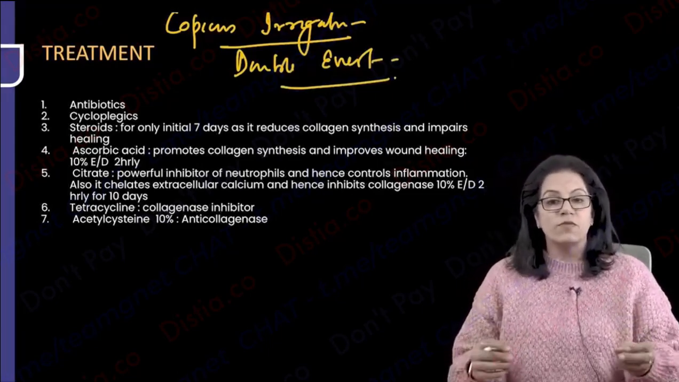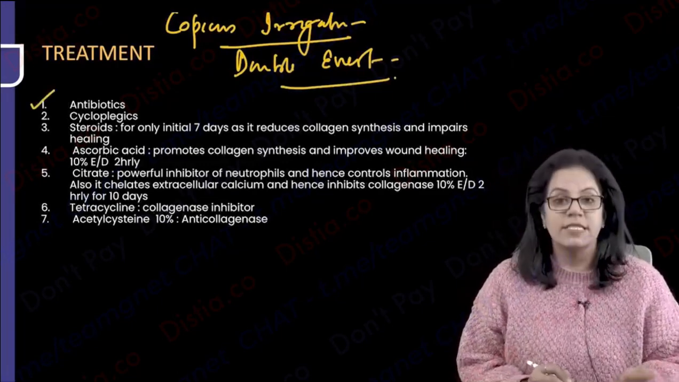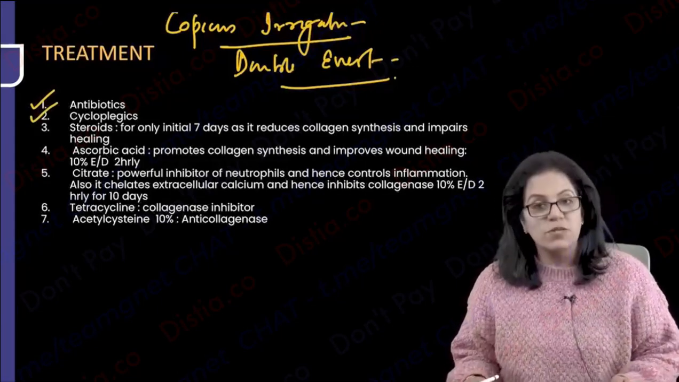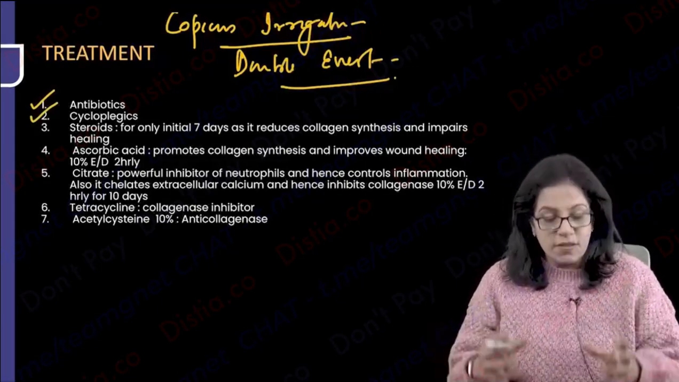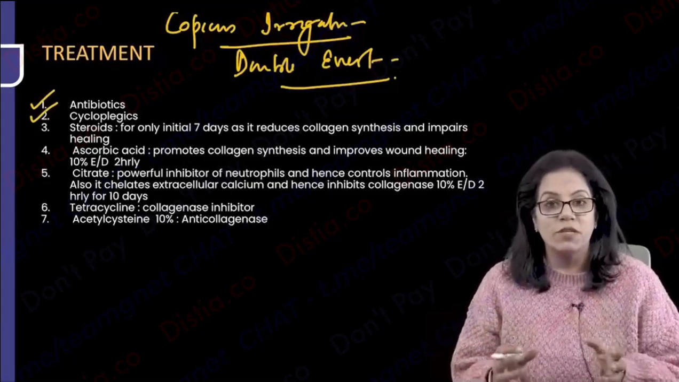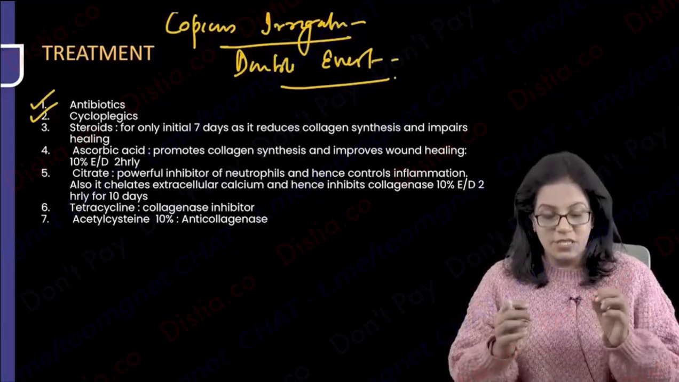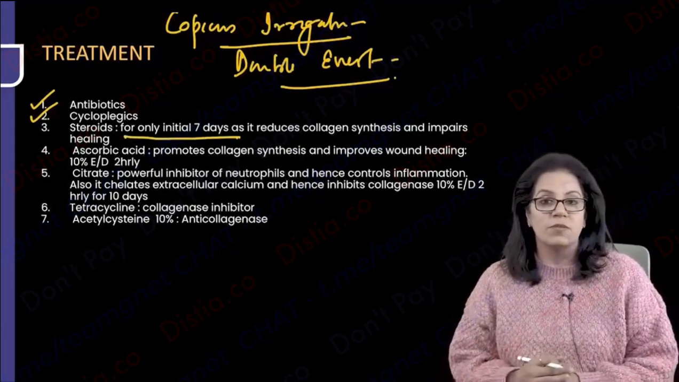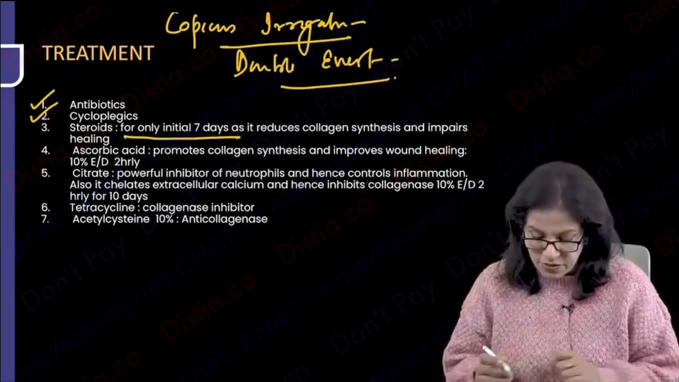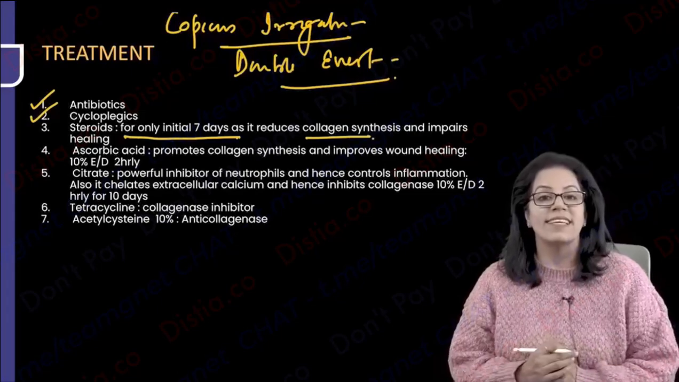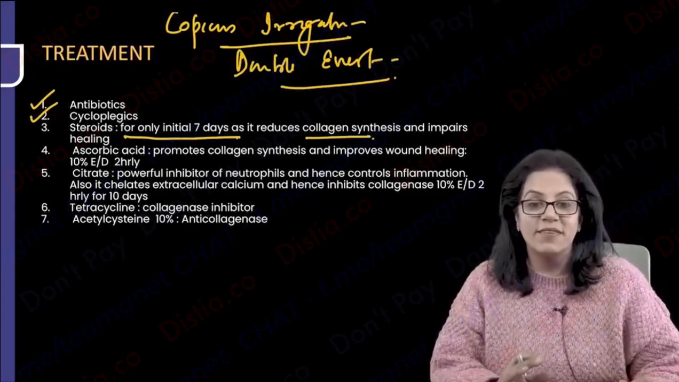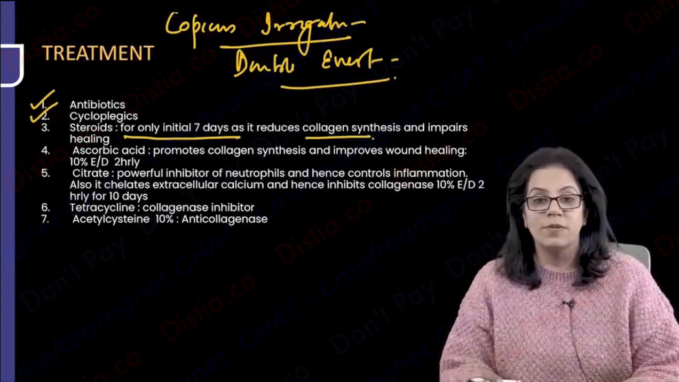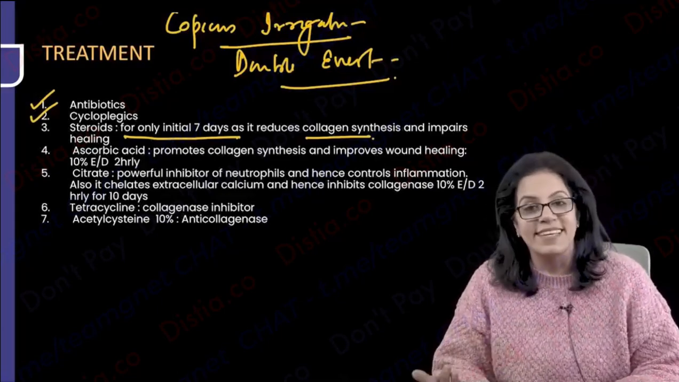Once you have done that, of course, we'll start with antibiotics. We'll start with cycloplegics to control the inflammation and the uveitis. What else can you do? Because inflammation is there, we want to control it, so you can give steroids. But steroids should only be given for 7 days. Don't continue with steroids. What is the harm if you continue? It reduces the collagen, it impairs healing. Therefore, only for the initial 7 days, for the acute control of inflammation, you are giving steroids, but you will not continue as it will impair healing.